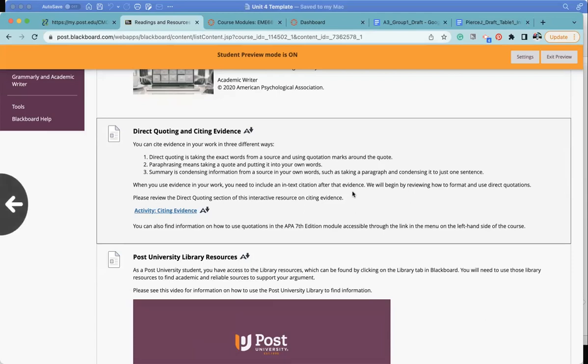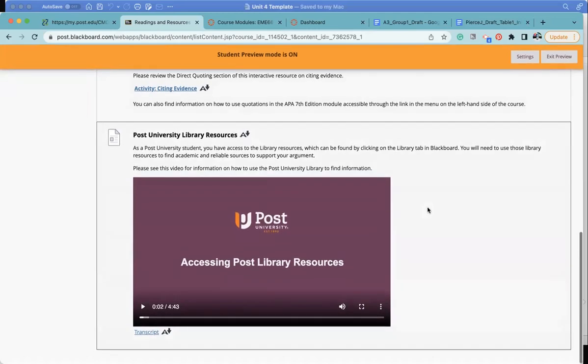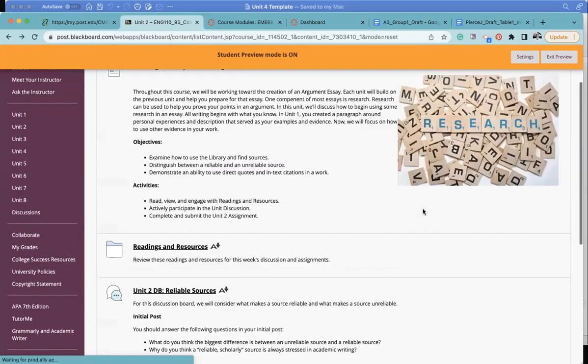So you'll want to do the citing evidence activity here. And then there is a video, not a terribly long video, about how to find resources using the university's library. You can use libraries these days without ever actually setting foot in a building that says library on the front of it. So we're going to be using the library a great deal. Now, like I said, this week, the source is actually provided for you. So you will access it using the library, but you don't have to worry too much about how to search the library yet. This is just getting you ready for things to come. Okay, so those are your readings and resources that you need to work on.